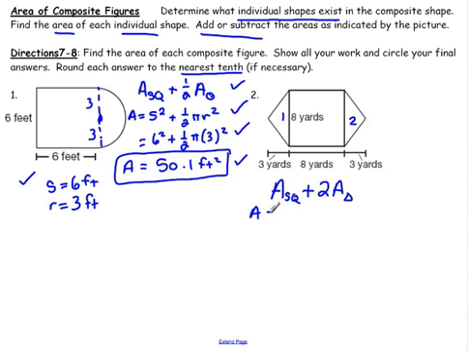Area equals, again, s squared plus 2 times 1/2 base times height. I'm going to come over here and find this. The side of the square in this case is now 8 yards. The base of my triangle will be this length, which is also 8 yards.